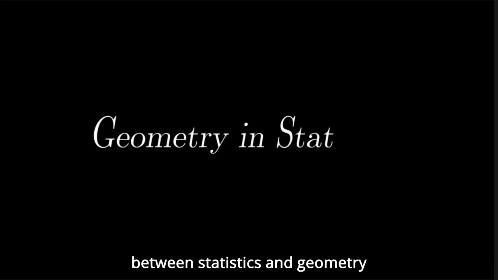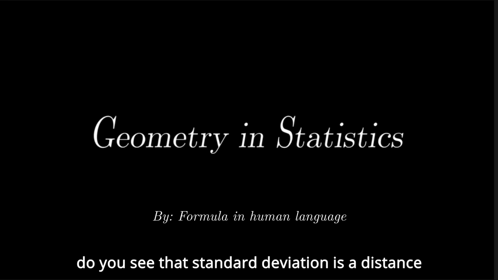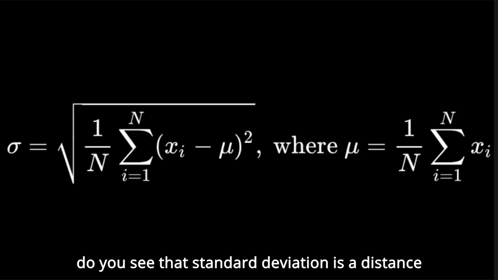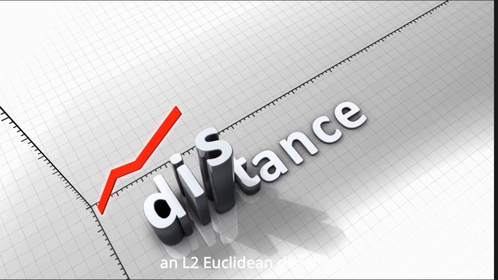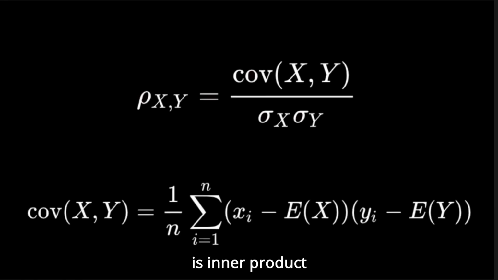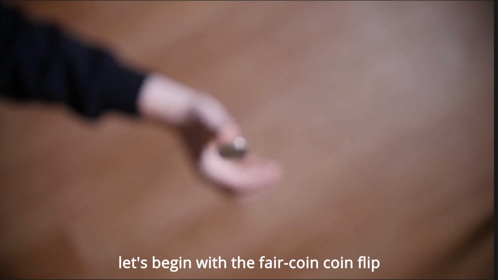We want to show the interconnection between statistics and geometry. Do you see that standard deviation is a distance, L2, Euclidean distance, and correlation coefficient is inner product? Let's find out. Let's begin with the fair coin flip.